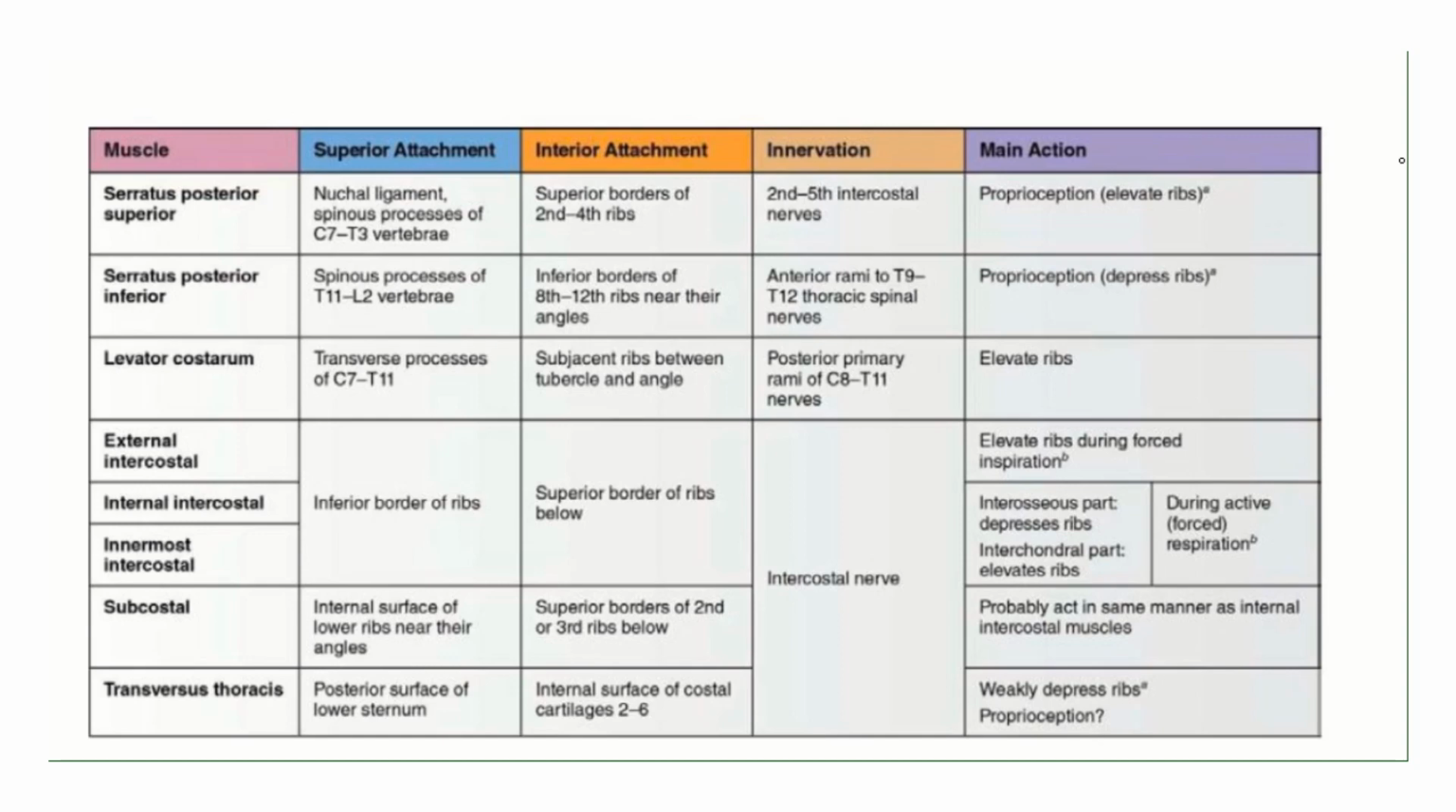So, the muscles of the thoracic wall include serratus posterior superior, serratus posterior inferior, levator costarum, external intercostal, internal intercostal, and innermost intercostal. It also includes subcostal and transverse thoracic muscle. So these are the muscles of the thoracic cage. Now we're going to discuss them one by one.